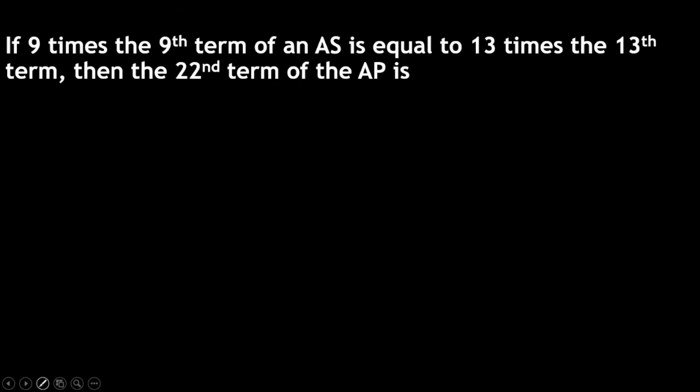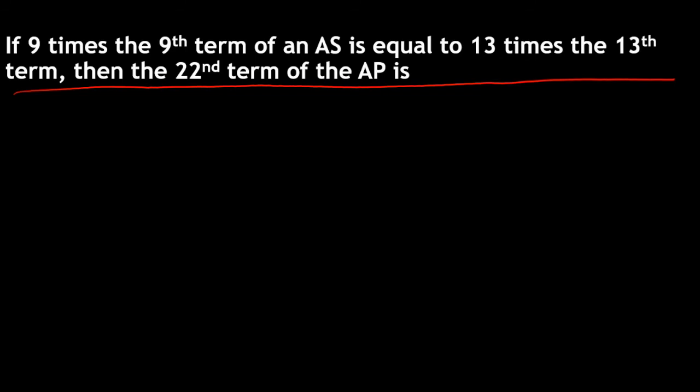If 9 times the ninth term of an arithmetic sequence is equal to 13 times the 13th term, then the 22nd term of the arithmetic sequence is what? Now, in my opinion, this is a really nice question because you're not directly finding the first term or the common difference. But let me give you a little bit of a hint of how to solve. You actually have to set up the expression or the equation in such a way so that it tallies with the required answer, right? So I really suggest that you pause the video right now and give it a shot.